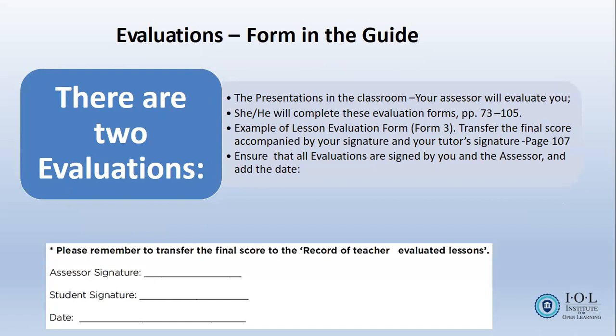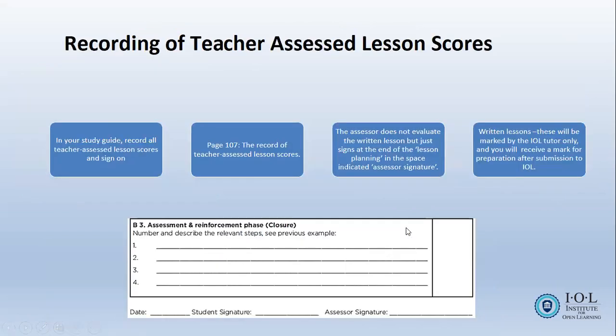Then an example of the lesson evaluation form, which is form 3, where you will have to transfer the final score, accompanied by your signature and your tutor's signature, on page 107. I urge you to turn to page 107 and complete it. It's to transfer the information of your grades, the topic of the lesson, the number of your lesson to that part of the evaluations. Ensure that all evaluations are signed by you and the assessor. So please adhere to it.